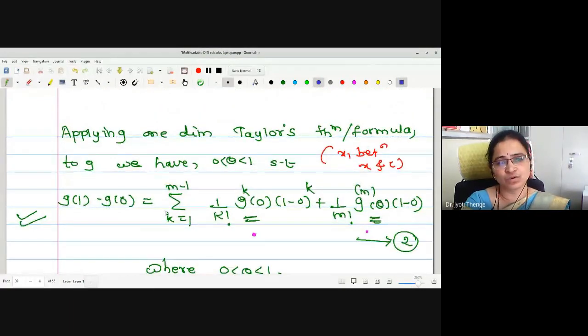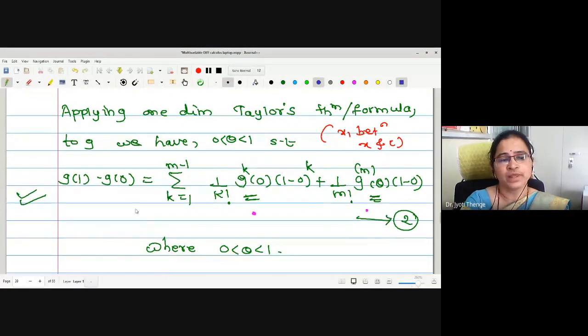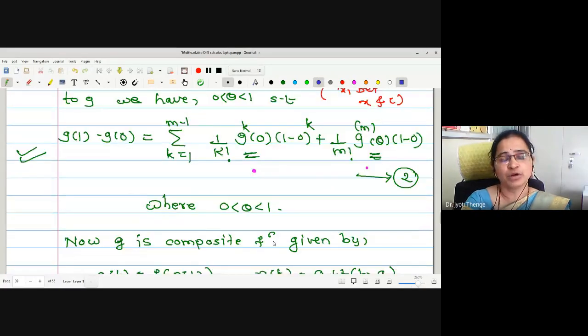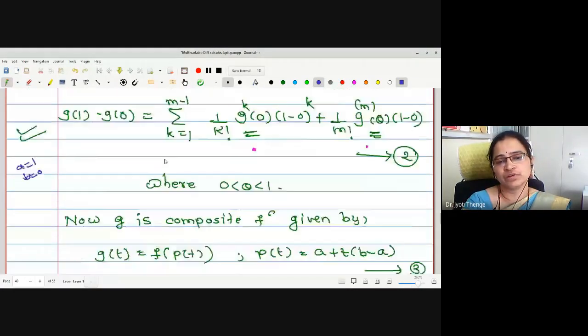If it is a function of R to R type, Taylor's theorem is already true. So we have written the Taylor's theorem. But for which two values we have written? A is equal to 1, B is equal to 0. Okay. Then what is the aim?